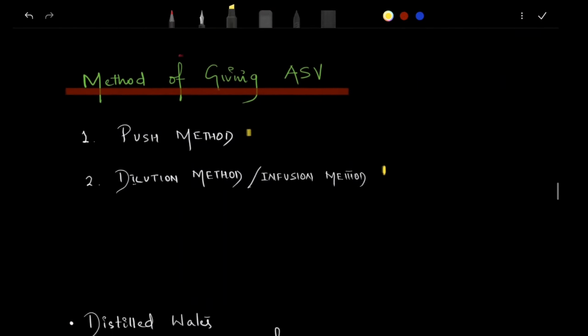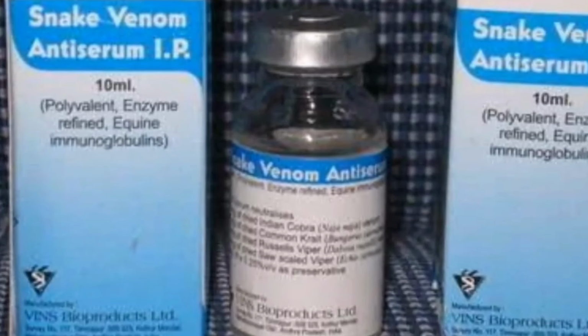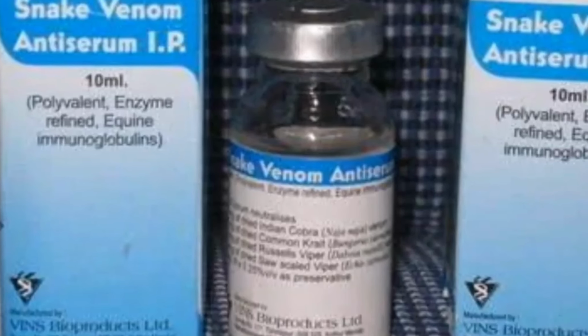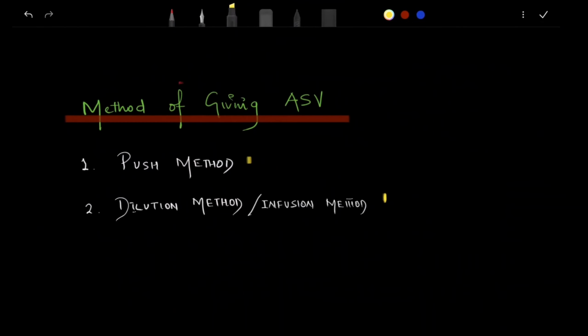Okay, in the push method, what you do, you know that this ASV vial, one vial has a dried powder form of snake venom anti-serum, and along with that we get distilled water. So what we do is we mix the distilled water with the freeze dried powder. Just mix it and make a figure of 8 like that. You move that vial so that it can mix easily. Dilute the drug so that one vial gives 10 ml.